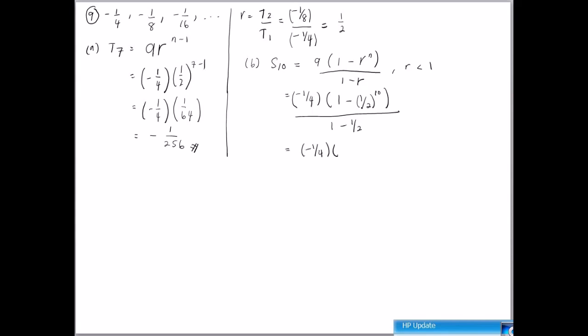Okay, let's calculate 1 over 2 power 10. Put 1 over 2 in bracket, power 10, we get 1 over 1024. Okay, 1 minus 1 over 2 is 1 over 2. Okay, solve.